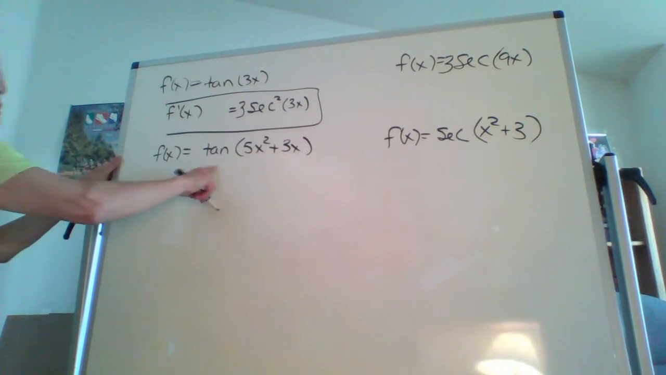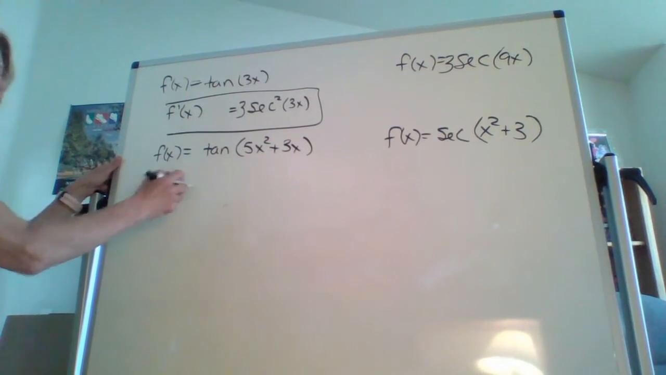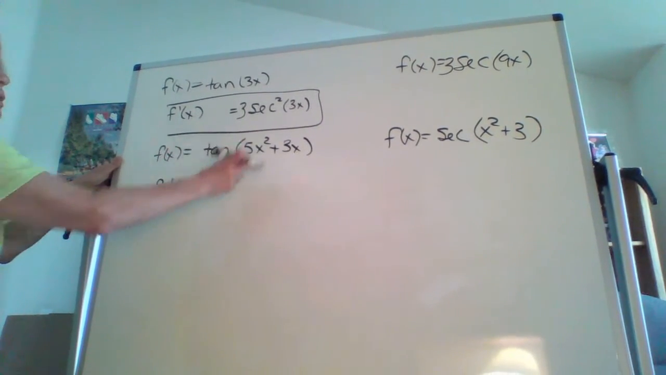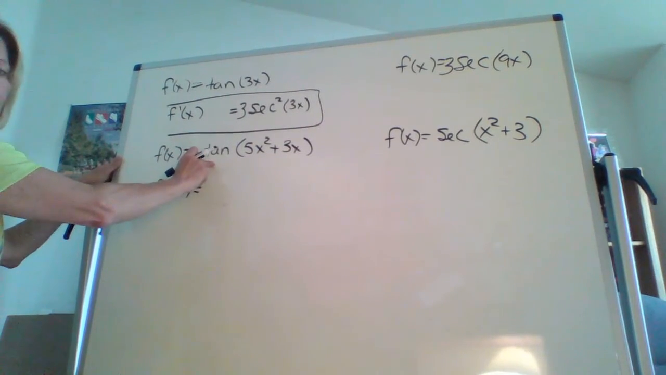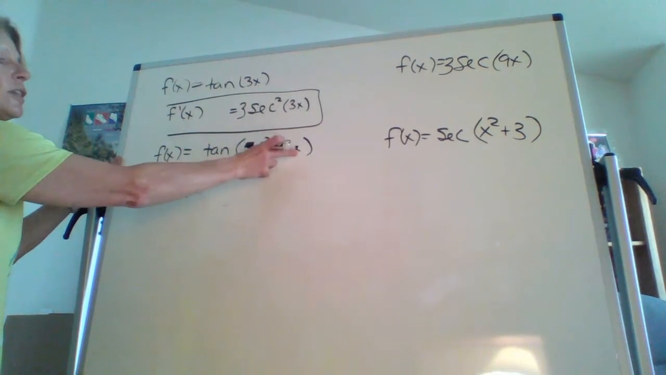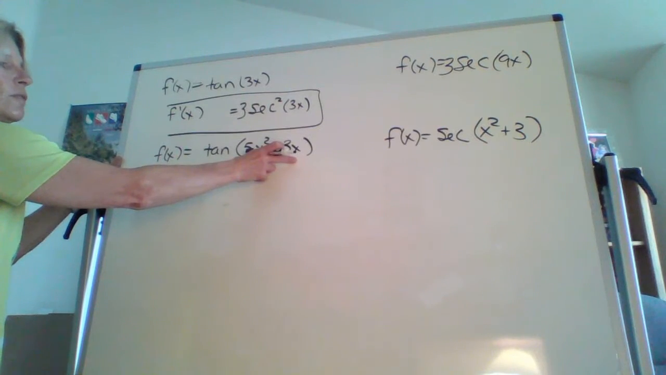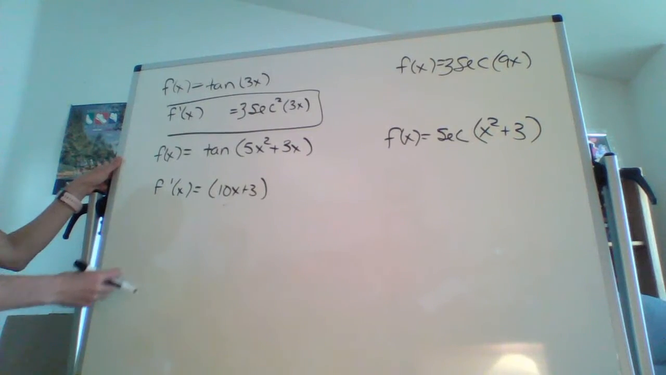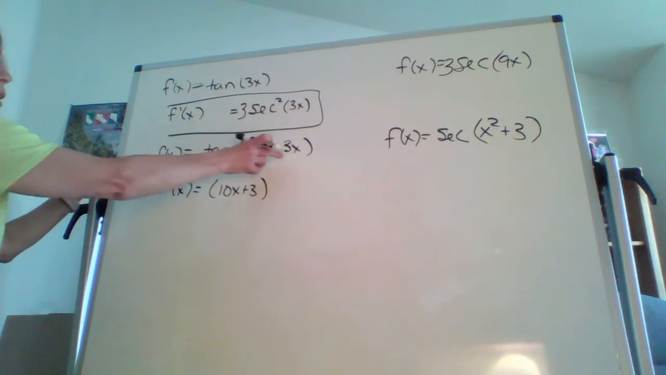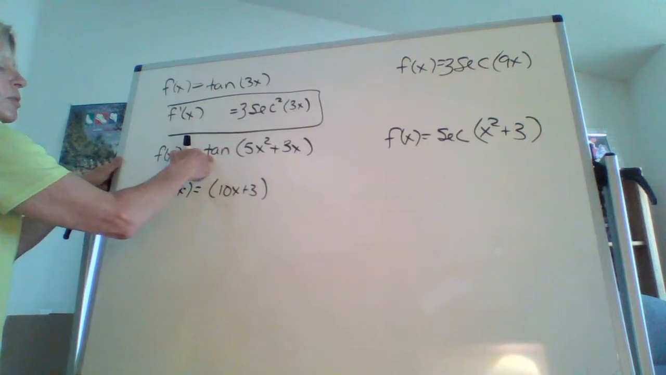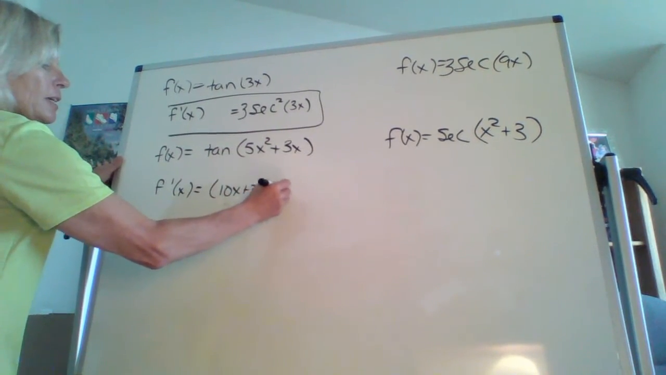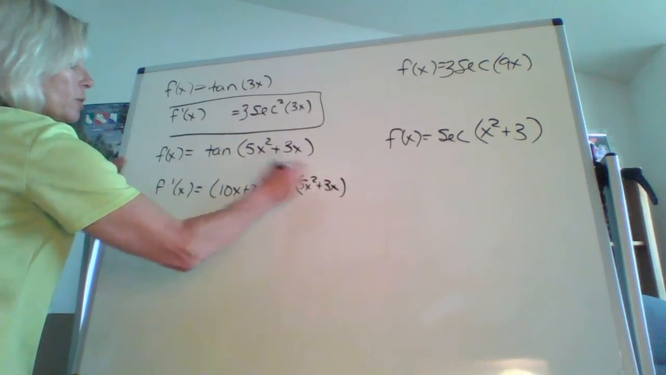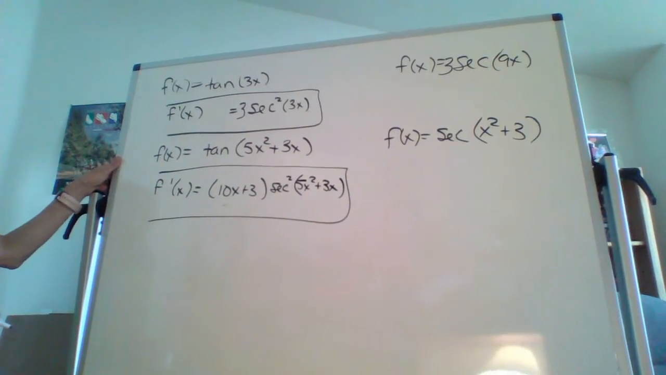Same thing here. This is not a product. I have to take the tan of something. So f prime of x. This time I'm going to do it a little different. Remember I said I could start on the outside and work my way in? If I start on the inside, the derivative of 5x squared plus 3x is 10x plus 3. That must be in parentheses. That's the derivative of the inside, times the derivative of the tan, which is secant squared. This argument does not change. Final answer.